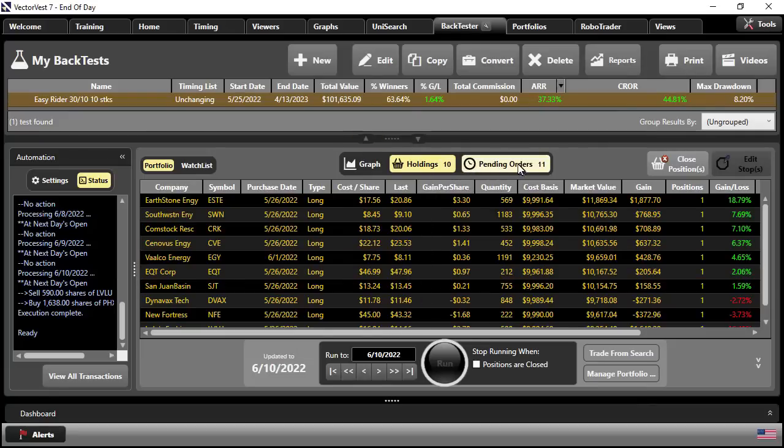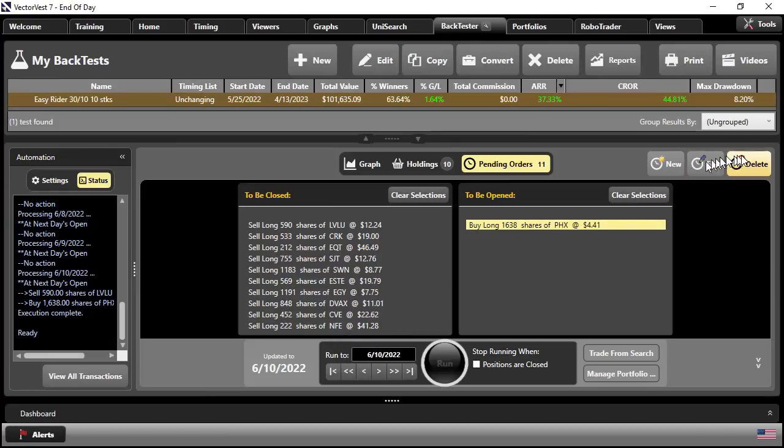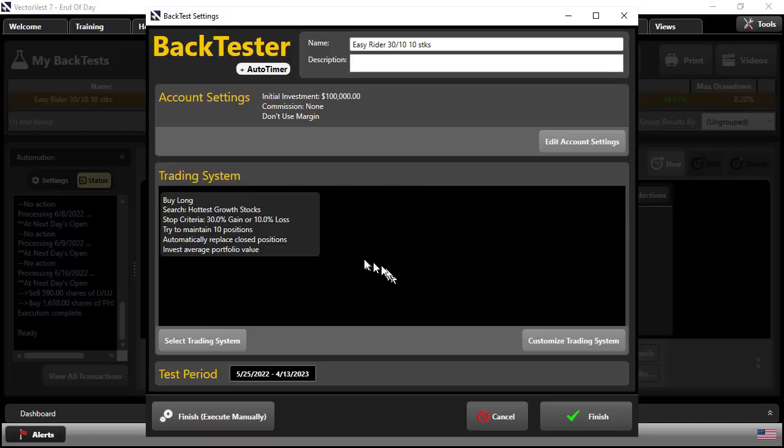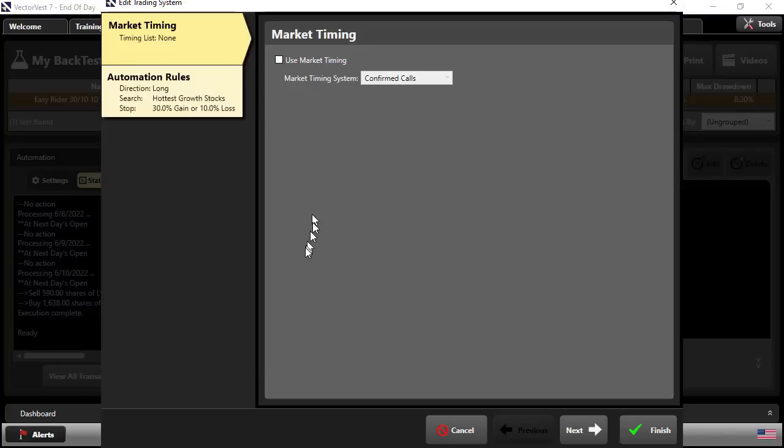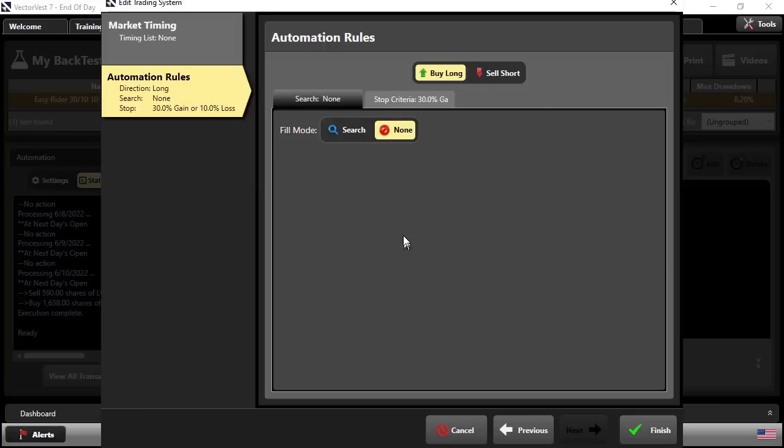Notice I now have 11 pending orders. If I click there, 10 sells, one buy. Well, I don't want to buy anything, so let's delete that order. And if I continue to move forward, I still have portfolio automation turned on that's going to look to replace all 10 positions using hottest growth stock. So I need to turn that off. So we'll go to customize trading system, click on the automation rules, and we'll change the search to none.